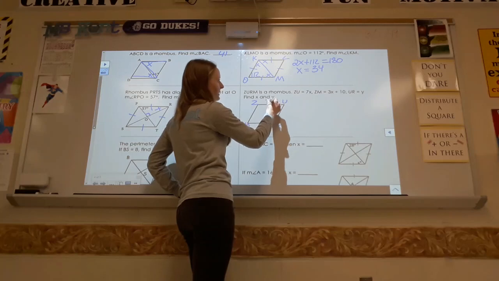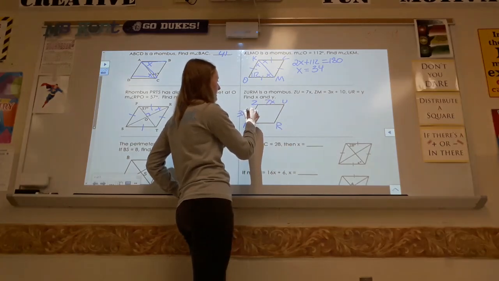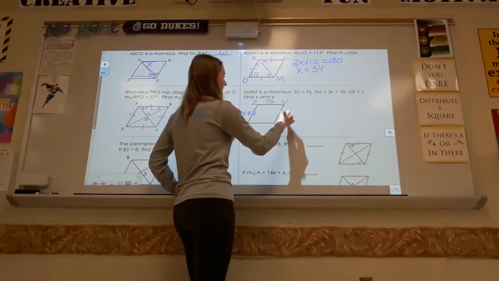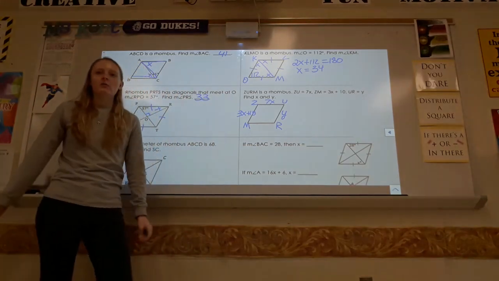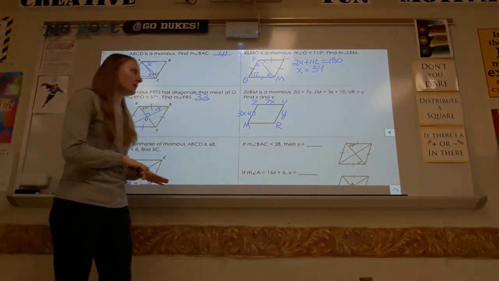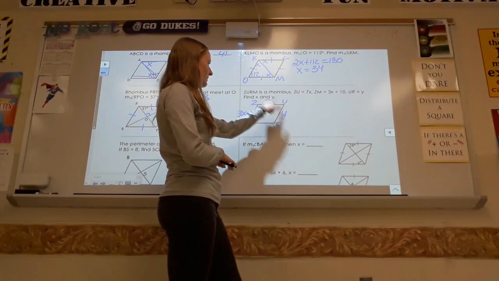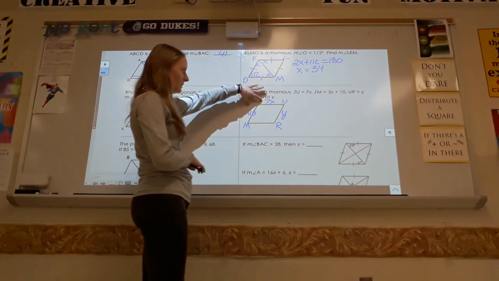This side is 7x, this side is 3x plus 10, this side is y. Alright, so again, avoid mixing variables when you can avoid it. So I'm not going to use this to try to find the x's. I'm going to see if there's a relationship between these two.